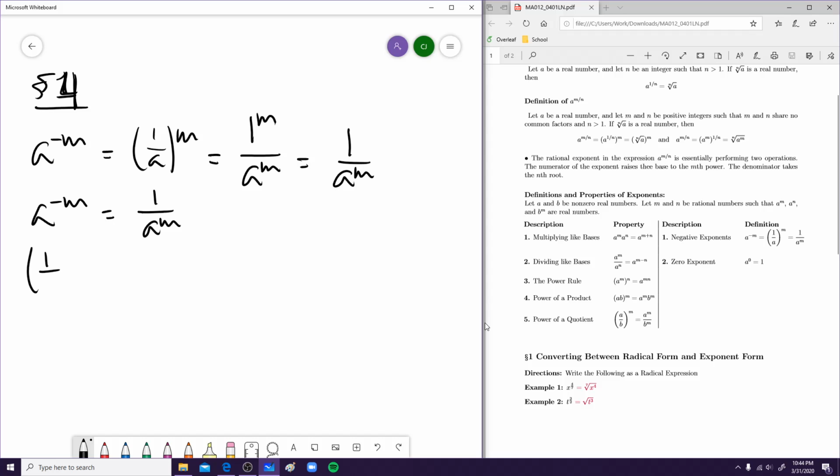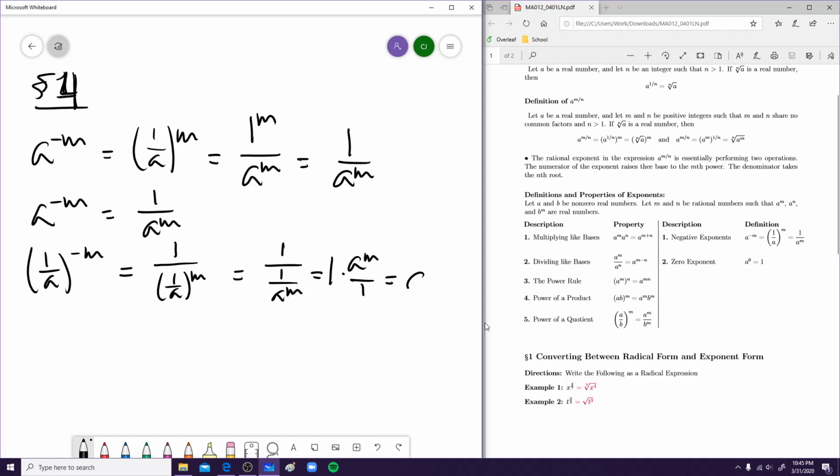Also, if I had, for example, 1 over a to the negative m, this is the same as 1 over 1 over a to the m. But remember, we can't have complex fractions, so I'm going to rewrite this. Since this is division, it's going to be 1 times, and then we flip this, which is a to the m over 1, and we get a to the m. So more clearly, 1 over a to the negative m is a to the m.